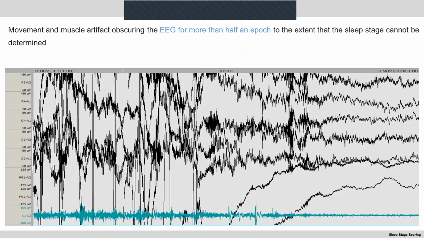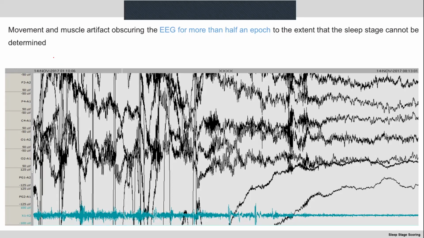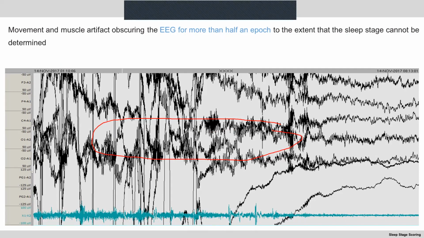So this is major body movement. Major body movement and muscle artifact obscuring the EEG for more than half an epoch, to the extent that the sleep stage cannot be determined. So sometimes we cannot determine the stage. Movement is there, and muscle activity is so high that we cannot determine what the EEG actually looks like at that time. So we cannot mark it as a stage. If this is 30 seconds and there is nothing, we cannot see anything. Okay, so how to mark this stage?